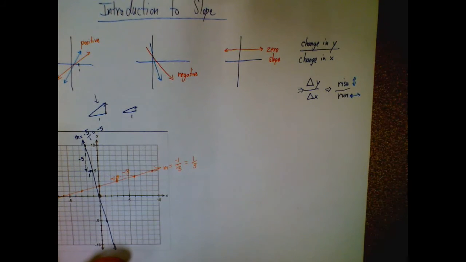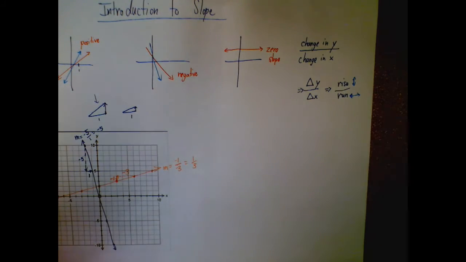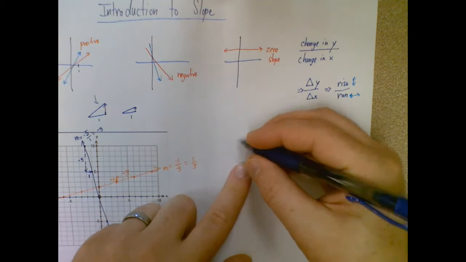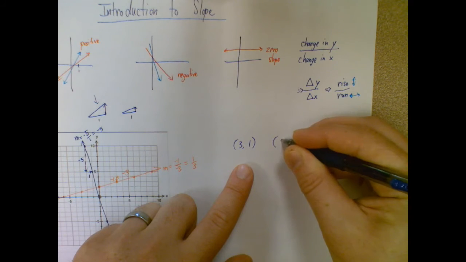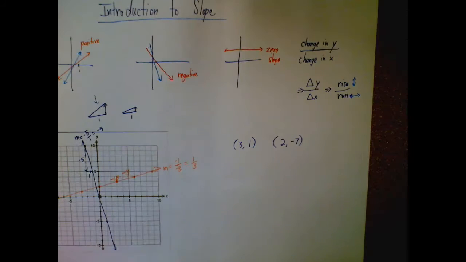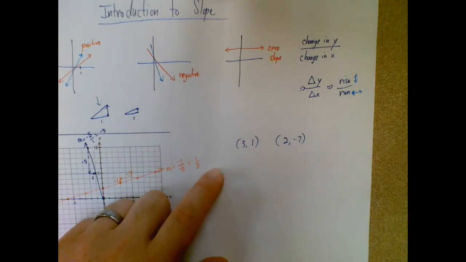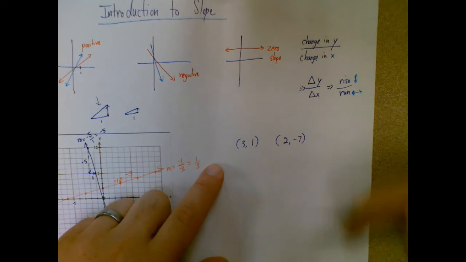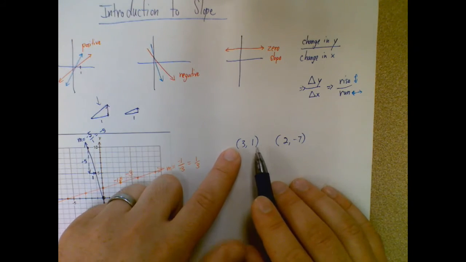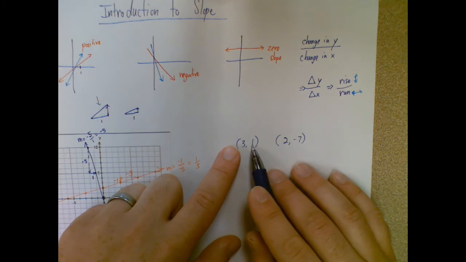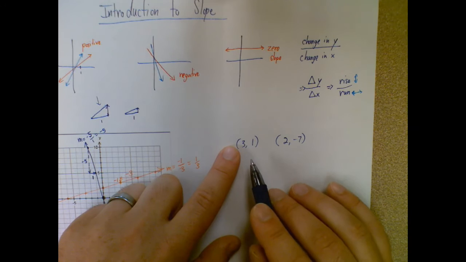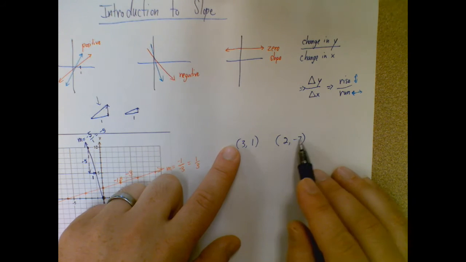If you have 2 points instead of a graph of a line like this, let's say I want to find the slope between (3, 1) and (2, -7). Okay, the points don't actually matter all that much. If I want to do that, I want the change in y and the change in x again. So what I need to do is look at this and pick either one. It doesn't really matter, but I'm going to start with this one. And what is my change in my y's? How far do I go to get from 1 to negative 7?